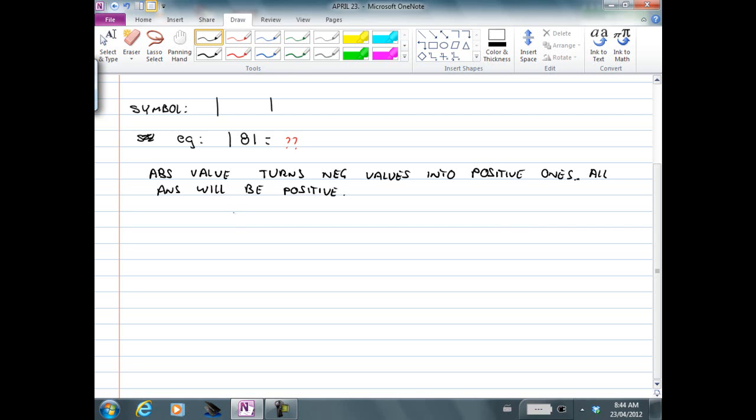For example, if I have negative 8, absolute value. What this absolute value does is it takes a negative 8 and turns it into positive 8. That's what absolute value does. Okay? But if I have a positive 8, notice it's positive already. It stays at 8. That's what an absolute value does.